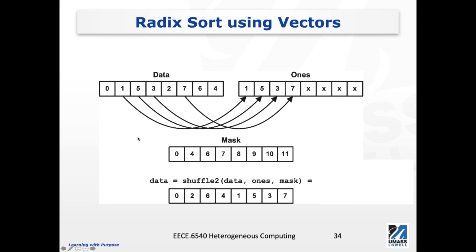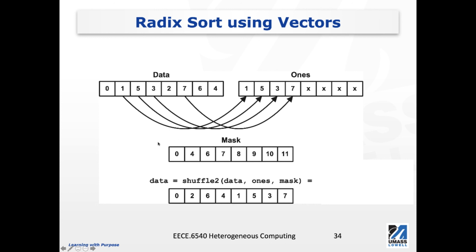Now, while we're doing this copy, we want to build a mask. This is very important. While we're doing the copy, we want to build such a mask so that we will use the values in the mask vector to indicate which values are the values with zeros on the least significant digit, and which values are the values with 1 on the least significant digit.